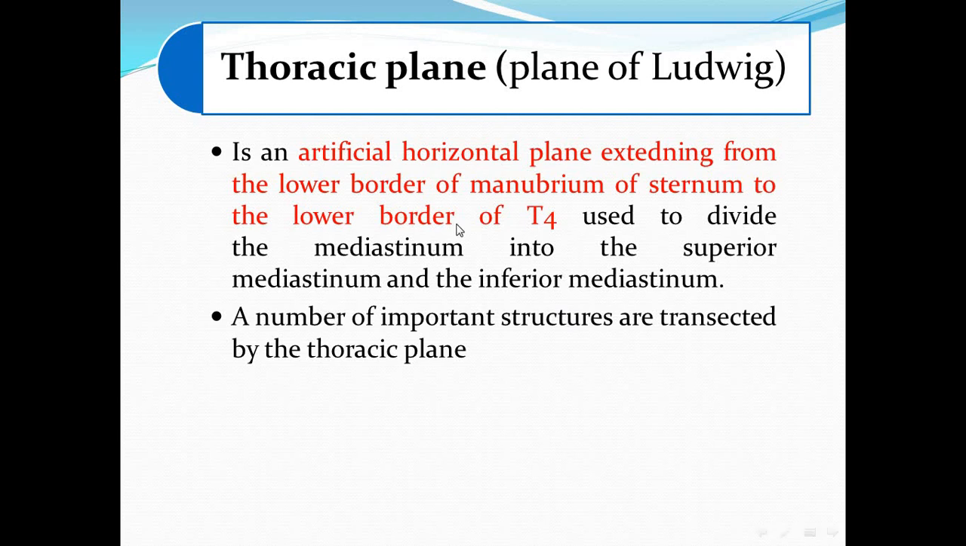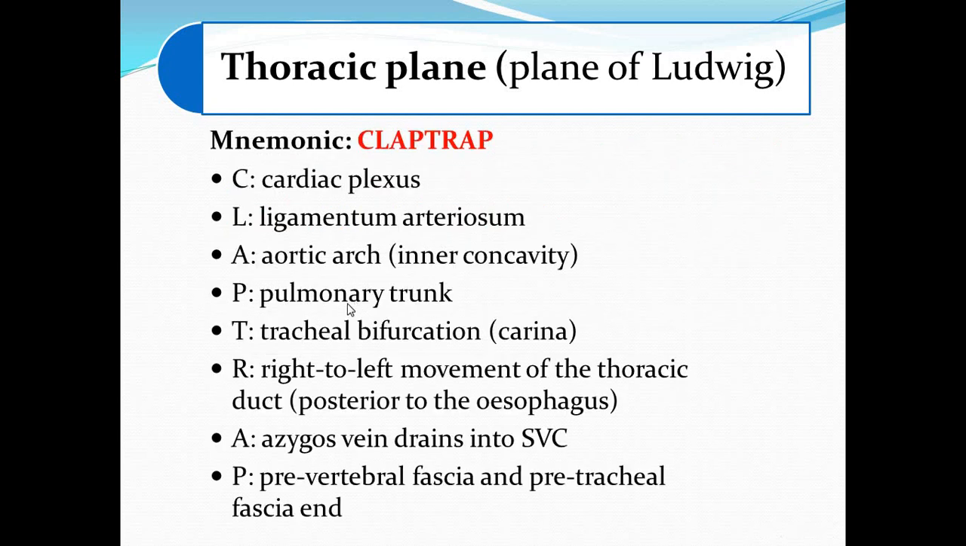So, as we said, the thoracic plane extends from the lower border of the manubrium of the sternum to the lower border of T4. So, it is an artificial horizontal plane. It's not a real plane, but we just use it to divide the mediastinum into these subdivisions. There are several important structures that are transected by this plane, and this mnemonic is used to remember these structures.